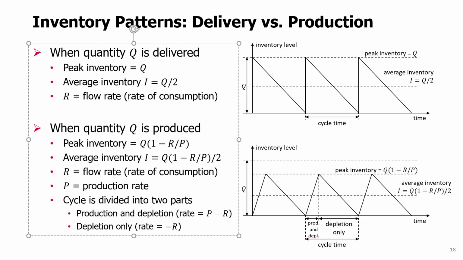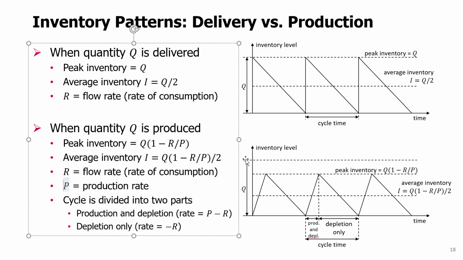When quantity Q is produced, however, the production is not instantaneous, but happens at a given production rate. So we are given here two parameters: the flow rate, the consumption rate, and the production rate, which must be at least as high as the flow rate and typically much higher than the flow rate if we have production in batches. In this case, the peak inventory will not reach Q.